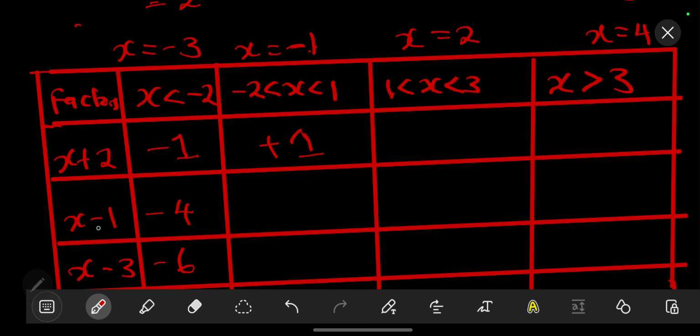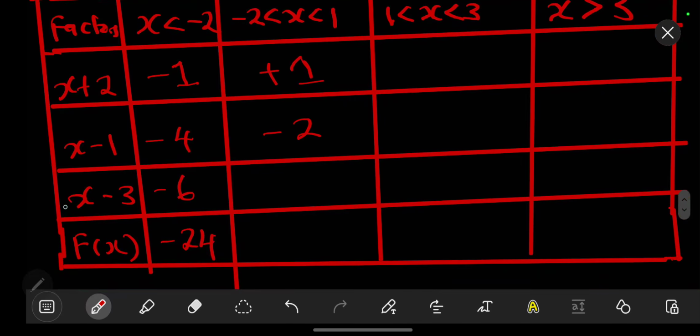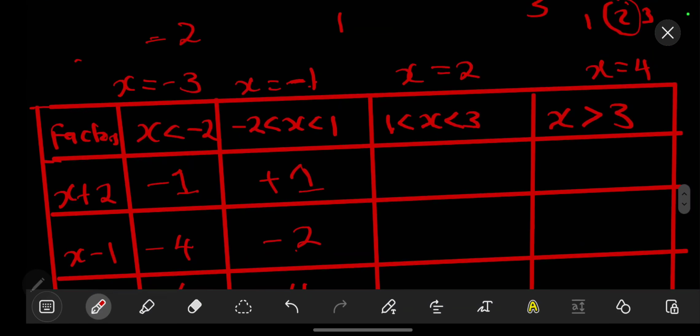Then a negative 1, if we put it here, we are going to have negative 1 minus 1, which will give us a negative 2. So we are going to put a negative 2 there. Then finally, our negative 1, when we put it here, we are going to have negative 1 minus 3. This will give us a negative 4. So we are going to put a negative 4 there. We multiply. Negative 2 times negative 4 will give us a positive 8, times 1, that's still positive 8, like that. Then finally, we are going to put our 2.